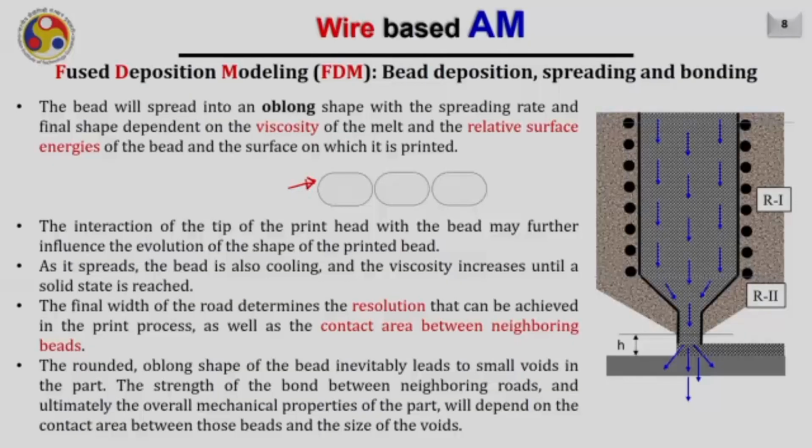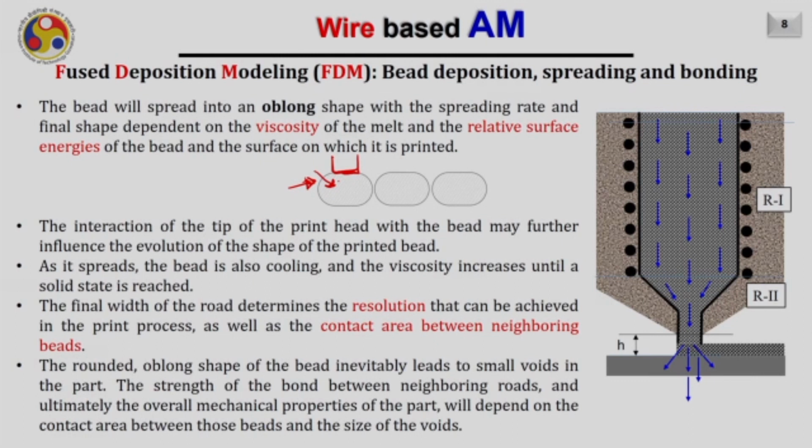Now, let us discuss the spreading of the bead. When we deposit the bead on the substrate by this process, usually its cross section is of elliptical shape, or sometimes called oblong shape. So, this shape is shown here. Finally, of course, this shape depends on the viscosity of the melt and the relative surface energy of the bead and the surface on which it is printing. Also, the interaction between the tip of the nozzle, which is depositing the material, and the bead also very much influences the shape of the print bead.